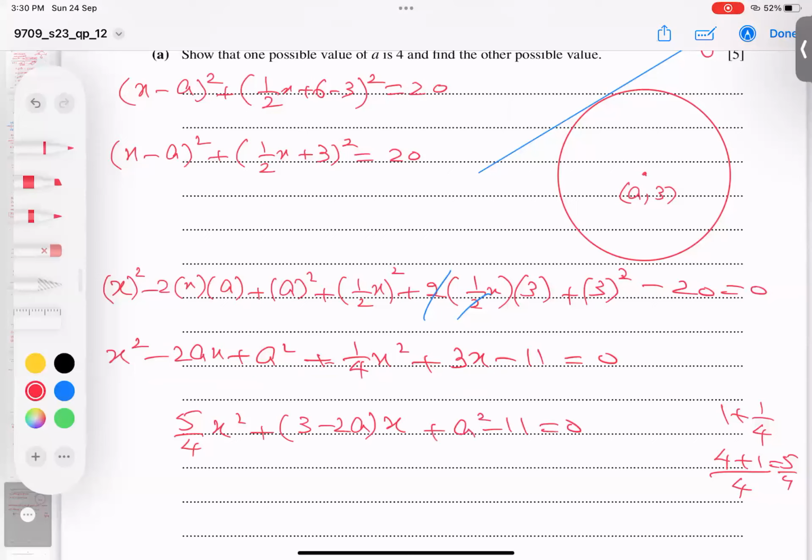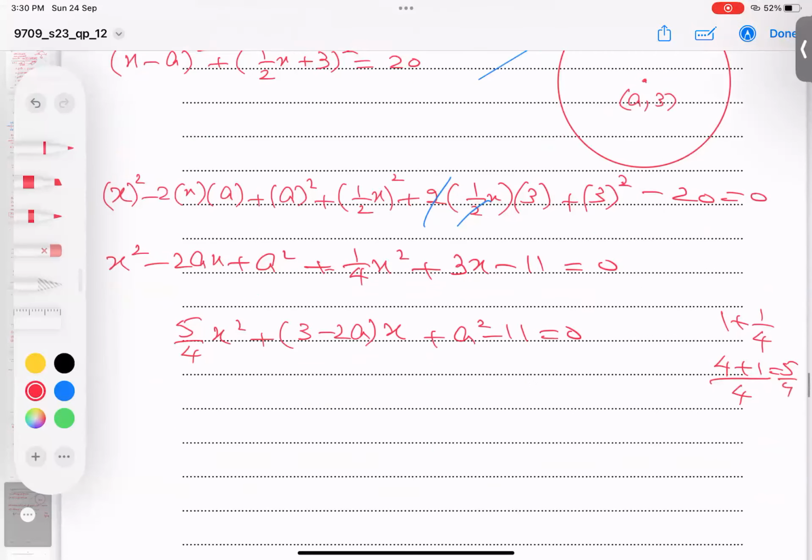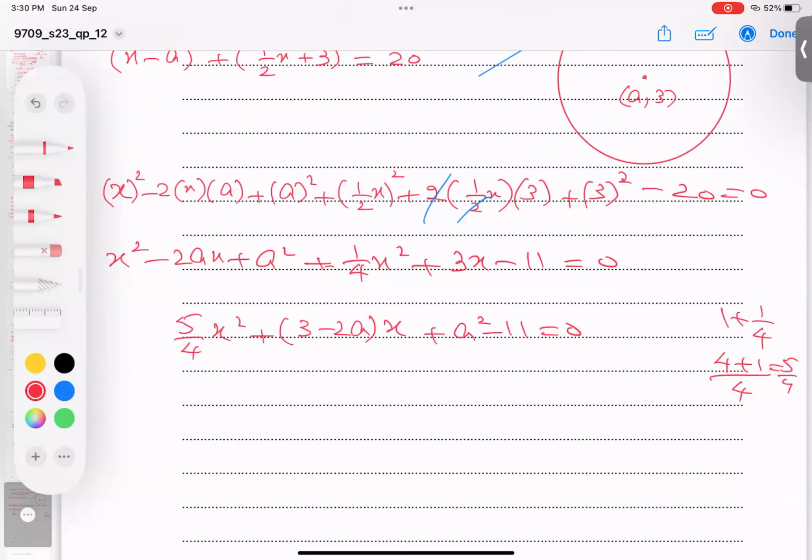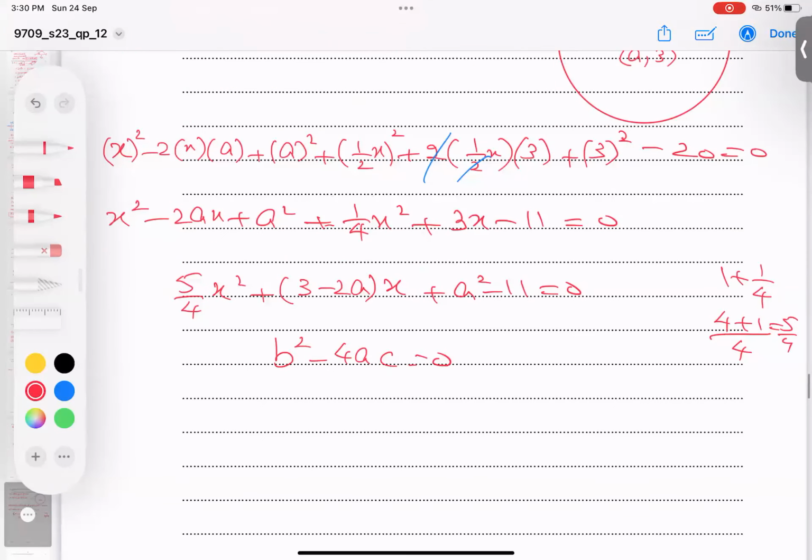Okay, now I'm going to apply the formula, according to the situation, b squared minus 4ac equals 0. So when I apply it here, students, let's see. b is (3 minus 2a) whole square. The a value is coming from here, 5 upon 4. The c value is coming from here, a square minus 11.